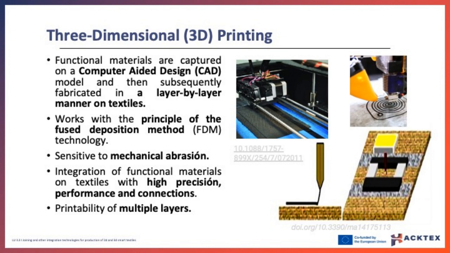Another method for fabrication of smart textiles is three-dimensional or 3D printing. In this method, functional materials are captured on a computer-aided design model and then subsequently fabricated in a layer-by-layer manner on textiles. This method works with the principle of the fused deposition method technology. The smart textiles from this method are sensitive to mechanical abrasion. This method can offer the integration of functional materials on textiles with high precision, performance and connections while offering the printability of multiple layers.